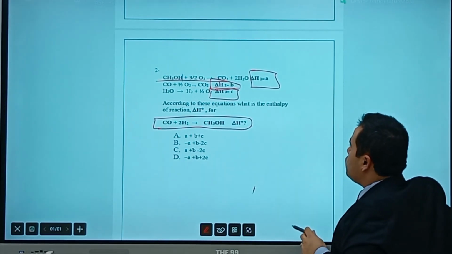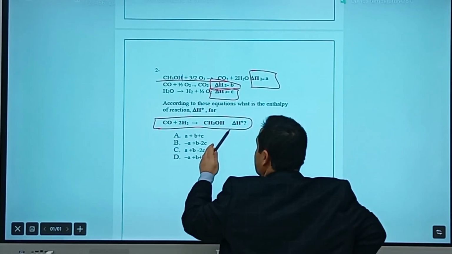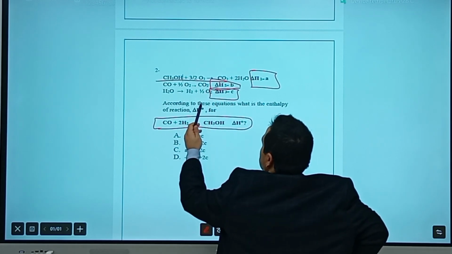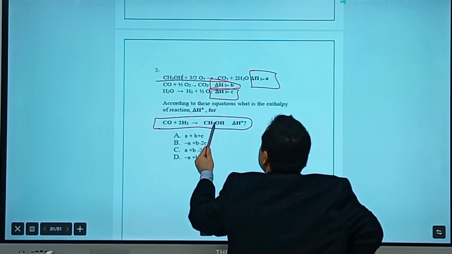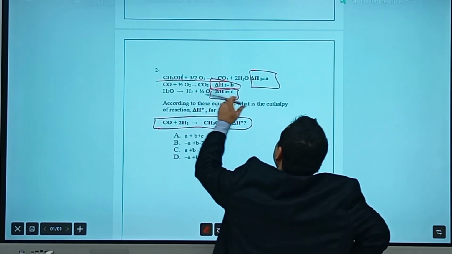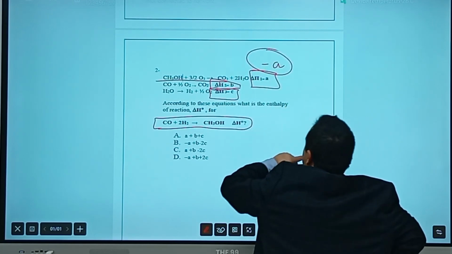CO plus H2 gives CH3OH. Guys, we will adjust the steps according to Hess's law. CH3OH is in which side? Is in the product side. Here is in which side? Reactant side. So you have to reverse it. If you reverse, enthalpy will be minus A. So this is minus A. Okay.